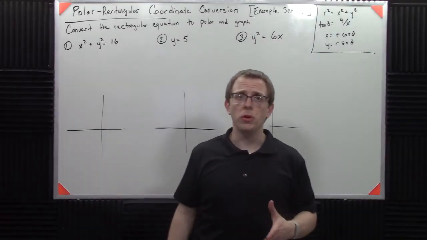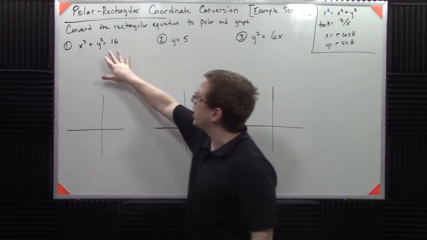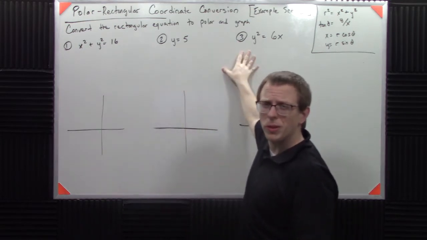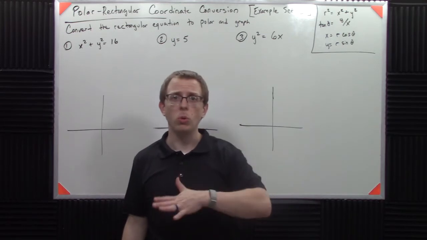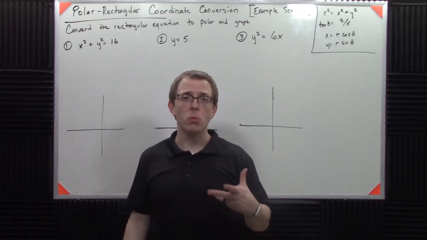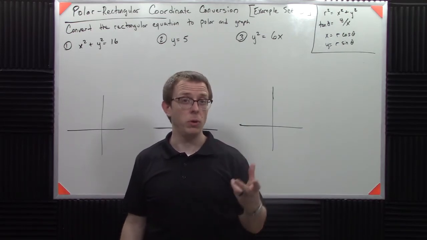For these problems, we're given some rectangular coordinate graphs that hopefully are pretty easy to recognize. And then we're going to convert them into polar equivalents. Some things make a lot more sense in polar. They're actually really nice and convenient.